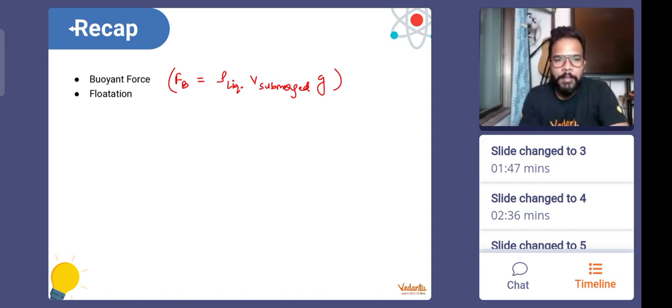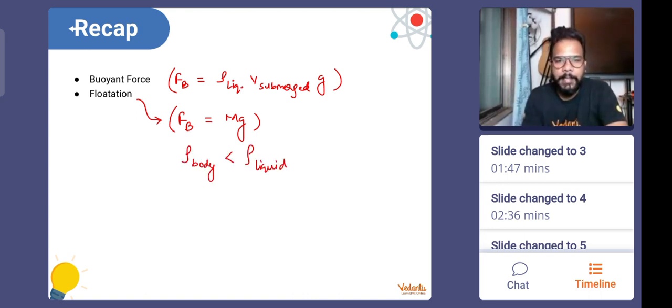Okay. And then we spoke about the law of flotation: the body will be able to float when the buoyant force is able to balance the weight of the body completely. Usually, we say that the body will float when the body's density is less than the density of the liquid. In that case, the body is going to be floating. If its density is just equal to the density of the liquid, then also it will float, but its entire volume will be inside the liquid.